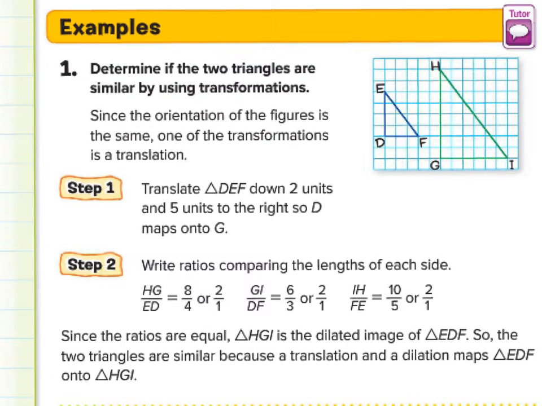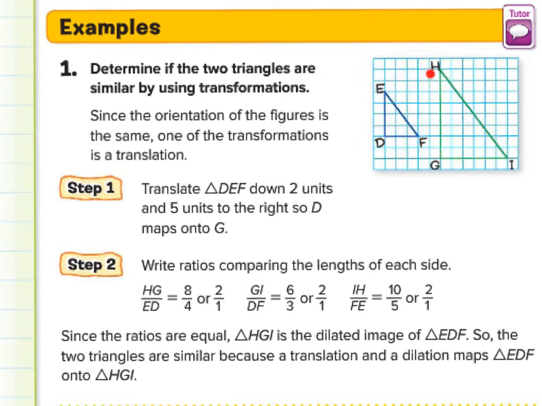Determine if the two triangles are similar by using transformations. Okay, so we would have to see if there is a key factor that would convert this line GI to line DF. And then if we use that same factor with line HG, convert to line ED. And same for the other two lines. Since the orientation of the figures is the same, one of the transformations is a translation. Right, we would just have to move it over. That's a translation.